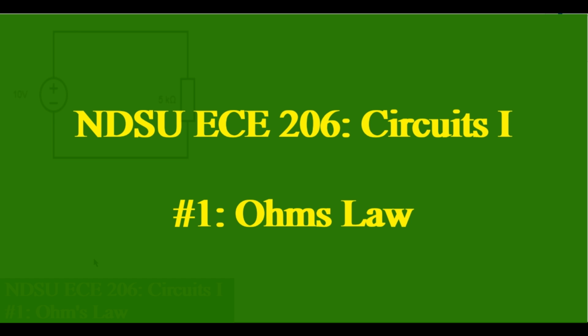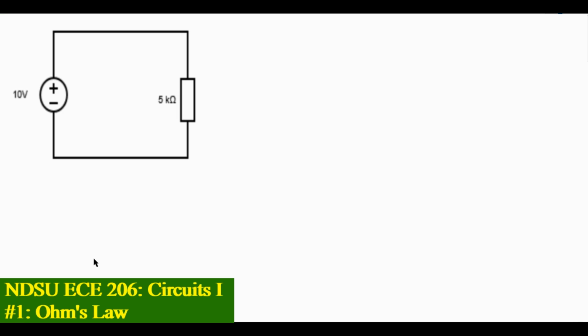This first episode is going to be about circuit components, electrical quantities, as well as Ohm's law that relates all of them together. We see here that we have a simple circuit with a voltage source and a single resistor. To begin our analysis of the circuit, we first need to understand Ohm's law.